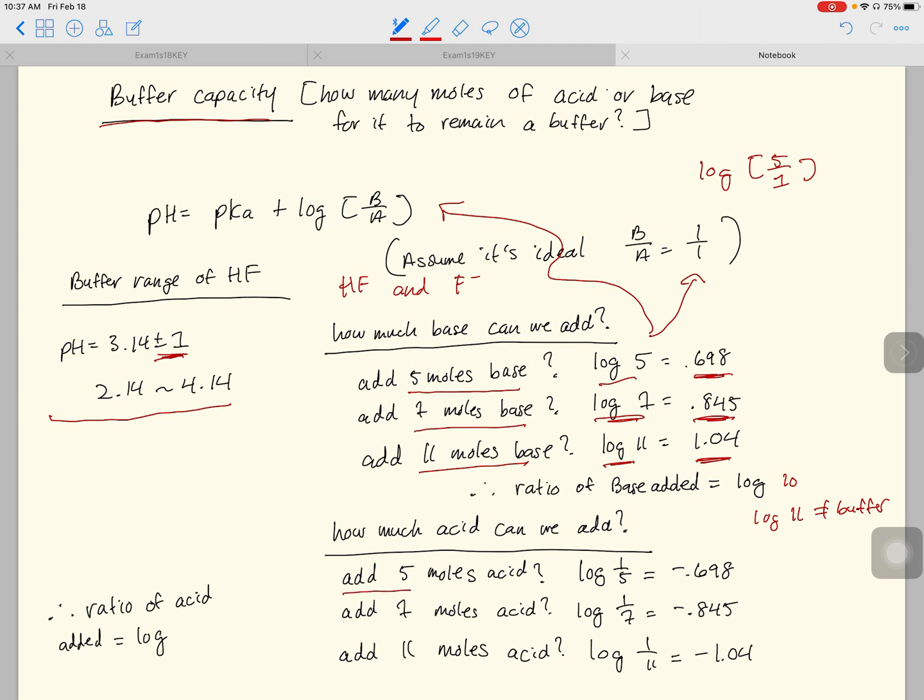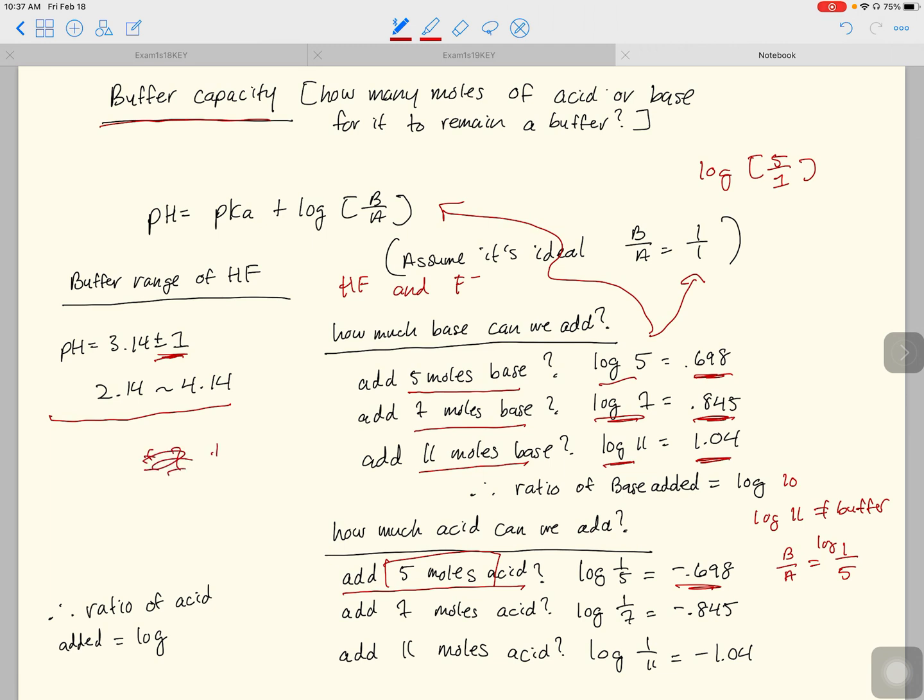When I add 5 moles of acid, it's log of 1 over 5. Now, why is it log of 1 over 5? Remember how I said base over acid would be ideal, 1 to 1? So the base will be the same, but the acid will be 5. Therefore, log of 1 over 5 is negative 0.698. Is it still a buffer if I add 5 moles? Yes, because it's still not beyond negative 1. Remember, it's plus and minus 1, right?